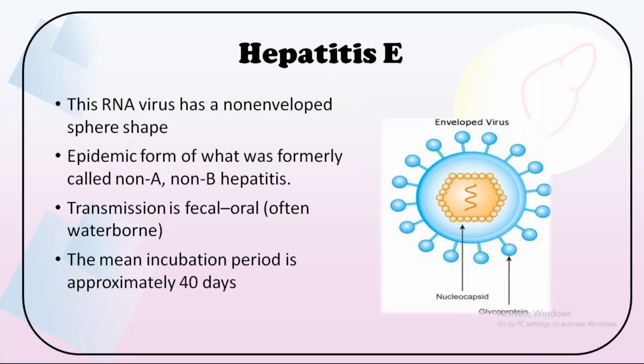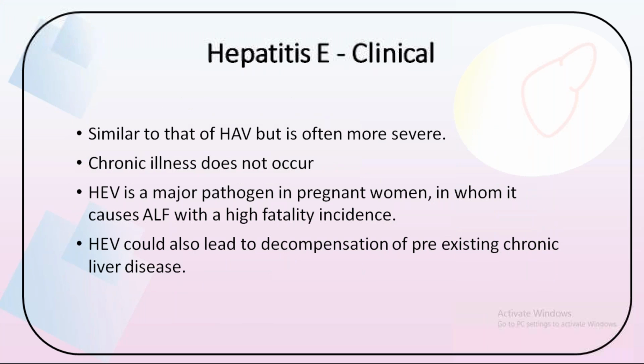Then comes hepatitis E. It is also a single-stranded RNA virus. It's a non-enveloped virus. The epidemic form is what was formerly known as non-A, non-B hepatitis. It is enterally transmitted, fecal and waterborne most often. The mean incubation period is around 40 days. And the clinical picture almost exactly resembles hepatitis A.